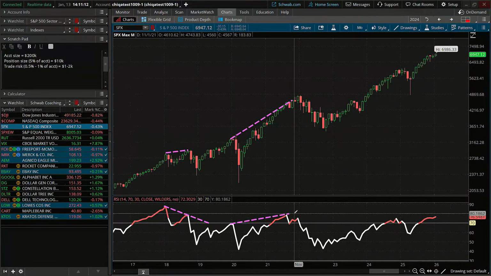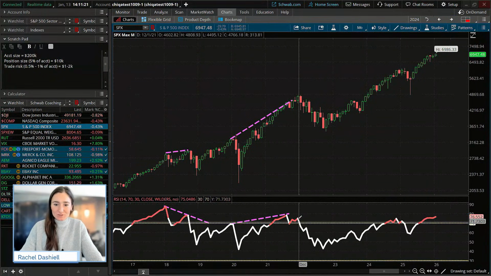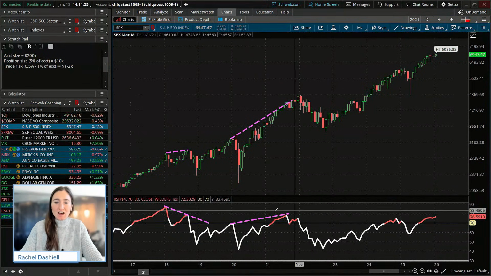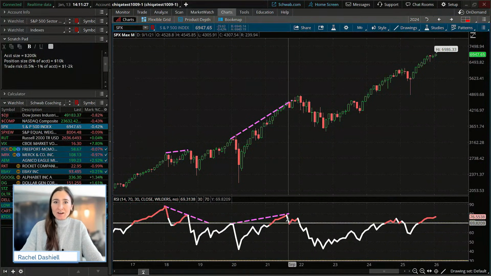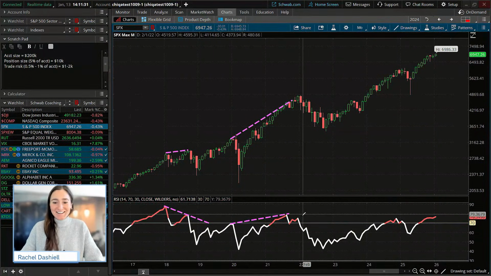Now, some of you may ask, well, we see the RSI in this level above 70. It's in this overbought level. Is that giving us an indication of a possible top? Is that possibly bearish? What does that mean? Is that a sell signal? No, it's not.